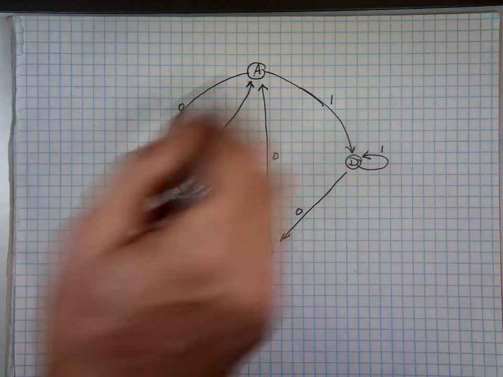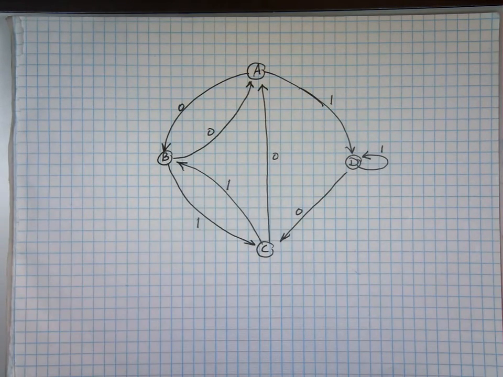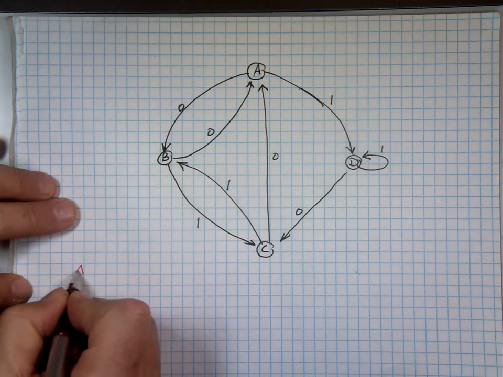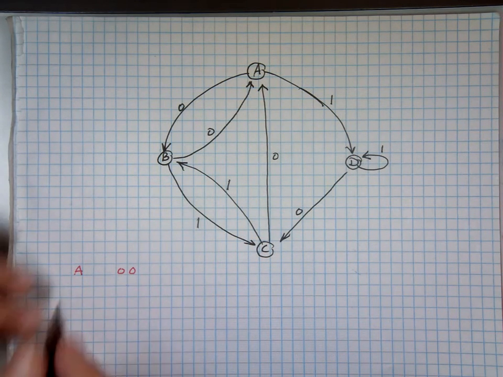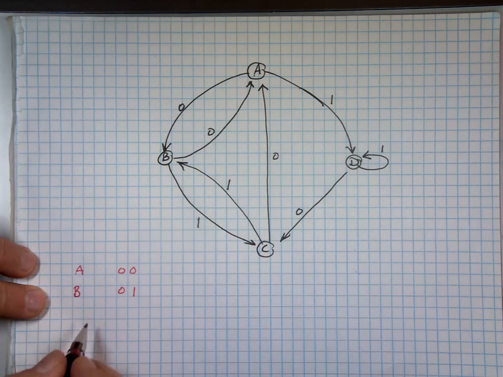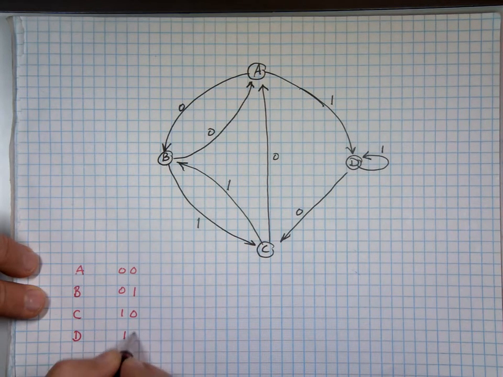You can see I have how many states here? 4 states. That's my state diagram. So maybe what I'm going to do is create a code where state A will be represented with 0, 0. State B is going to be 0, 1. State C is going to be 1, 0. And state D is going to be 1, 1.